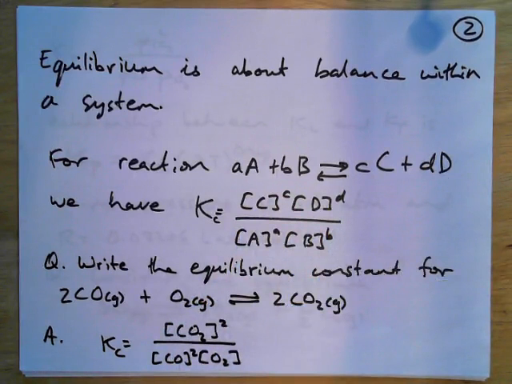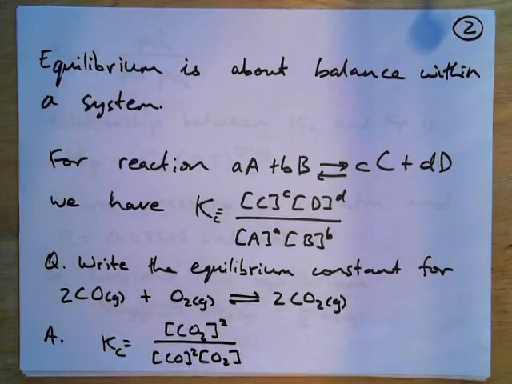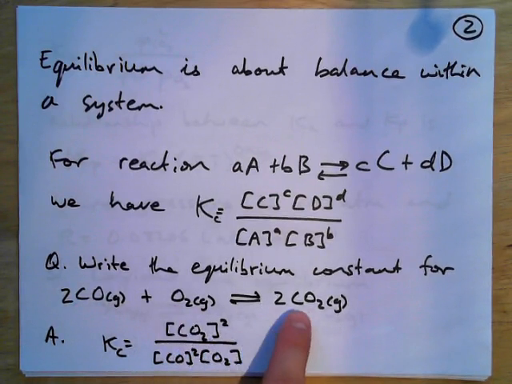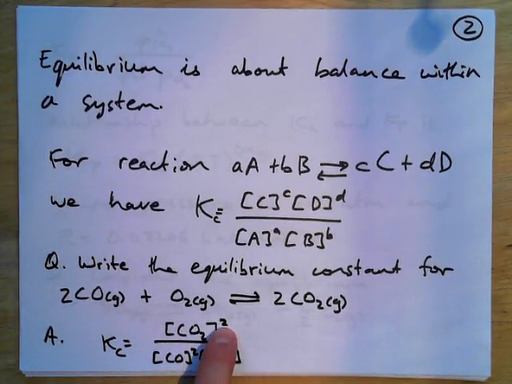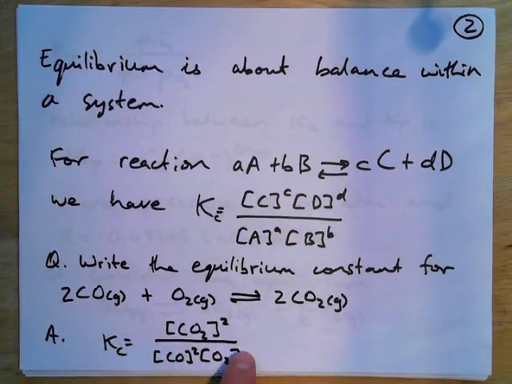If we take an example here, write the equilibrium constant for the reaction of 2 carbon monoxides and 1 oxygen giving 2 carbon dioxides. We have to look at our products here and our reactants here in the denominator. So again, our CO2, because there were 2 lots of CO2, we have 2 here as a power. There's only 1 oxygen, so oxygen doesn't have a power with its concentration. There's 2 lots of carbon monoxide, so there's a power of 2 there.